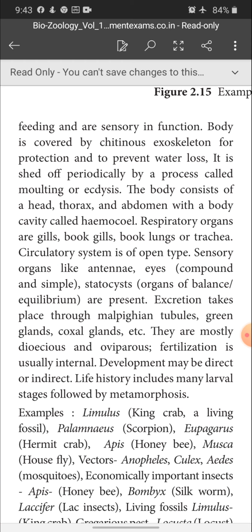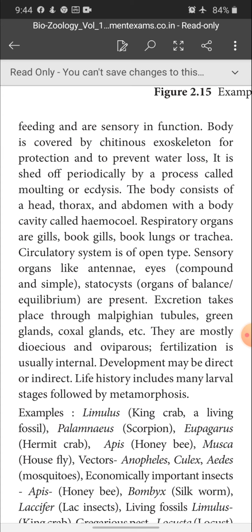You know, children, when you observe the external surface of some insect, the external surface is covered by a hard substance. It is called what? Exoskeleton. This hard layer of structure is called exoskeleton, made up of a substance called chitin. That's what it is called, chitinous exoskeleton. And its function is protection and to prevent water loss. And another thing, it's shed periodically by a process called molting or ecdysis. What is molting or ecdysis? Shedding of chitinous exoskeleton periodically is called molting or ecdysis.